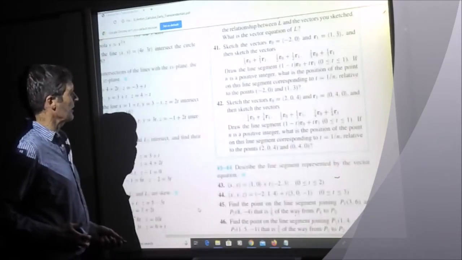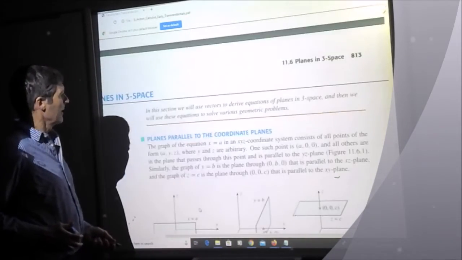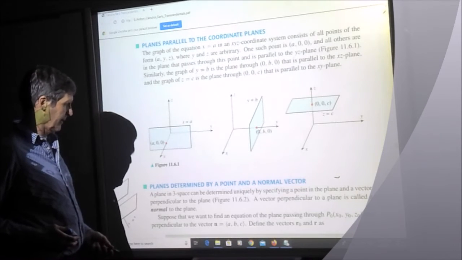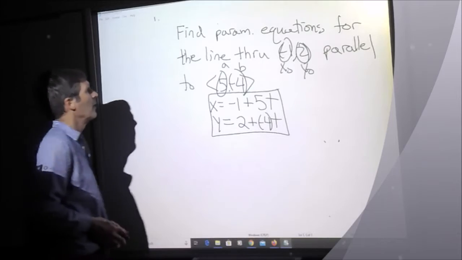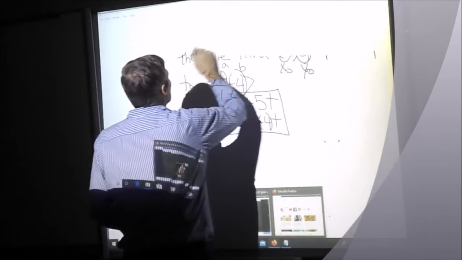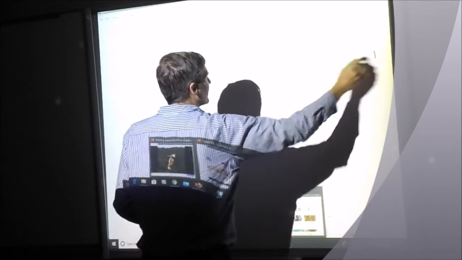Go on to the next section, talk about planes a little bit. This is nice and very visual also. Let me go back here. How do we write an equation of a plane? Turns out a plane can be written as a single equation. You don't have to write parametric equations for it.